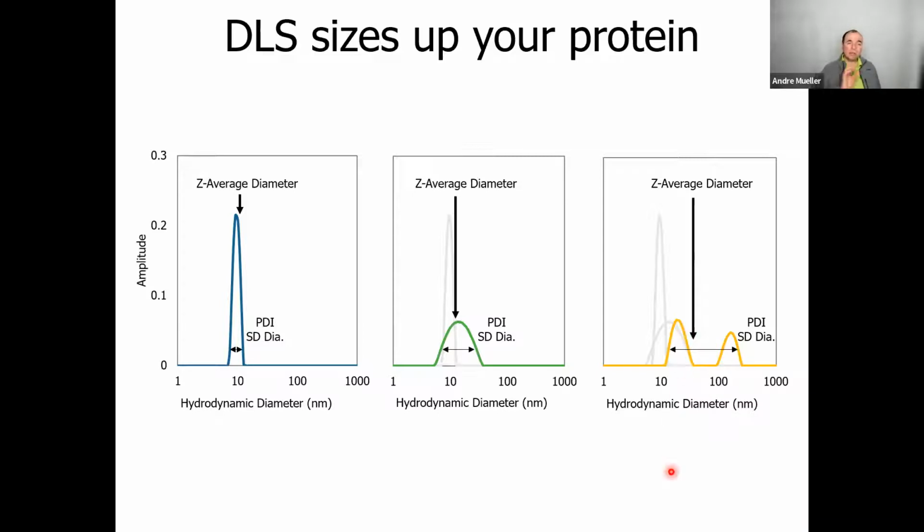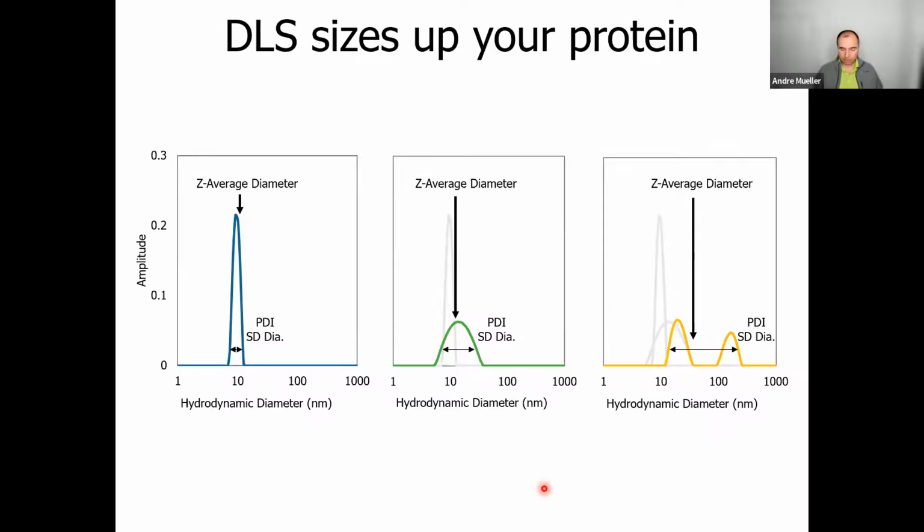These are not 3 independent samples. It's the same sample and a temperature gradient. So we go from 20 degrees Celsius to 70 degrees. This one was recorded in the center. So you can see that as the protein is facing increasing temperatures and it starts aggregating, we see the polydispersity index going up and also the Z average diameter.